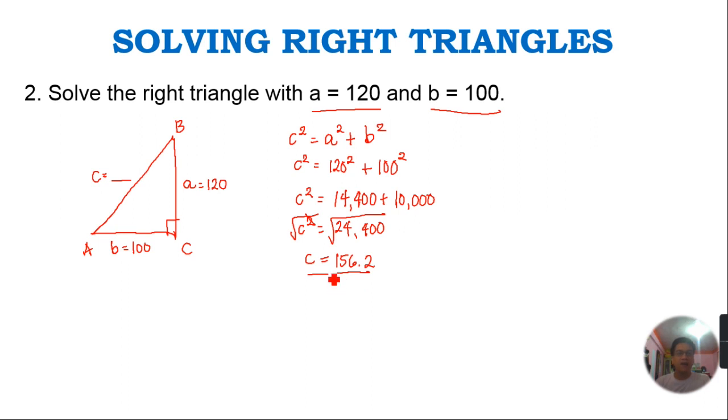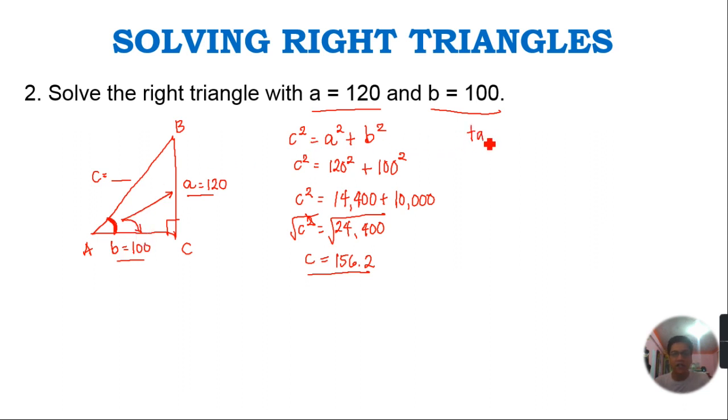Now, we are given C. What we're going to do next is to solve for the values of the two angles. Okay, so now we are given only side A here and side B. And if we're going to find the measure of angle A, we can use tangent, correct? So tangent is TOA. So you have an opposite here, and then you have an adjacent here. So let's try to solve.